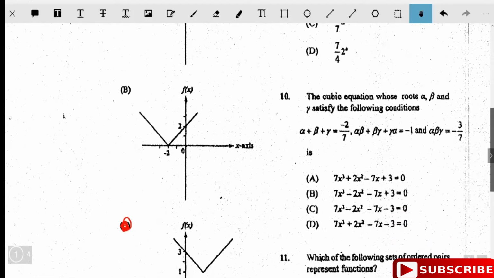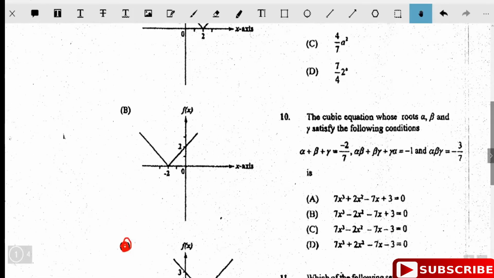Question 10, this is also a repeat question. So which one is question 10? What's the answer for question 10? Looks like A. Question 10 is A. Yes, sir. We sure? Yes, sir.